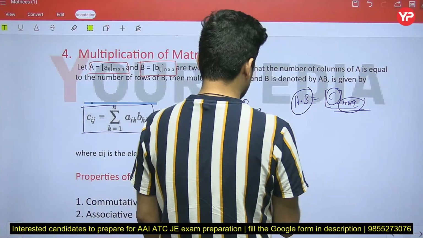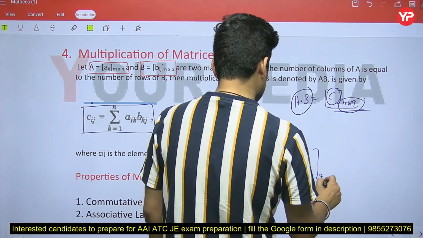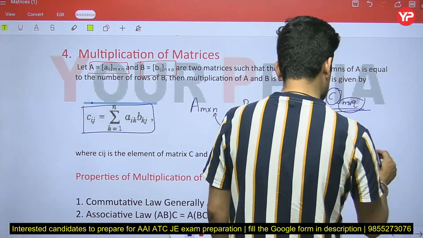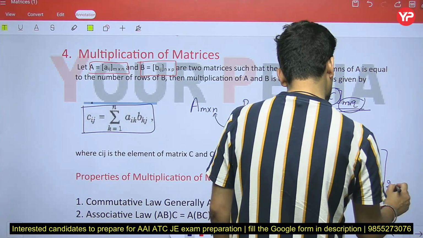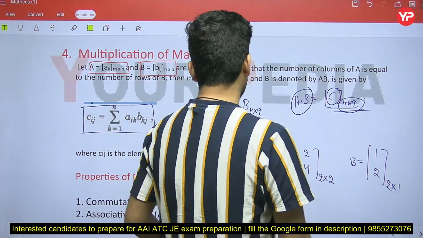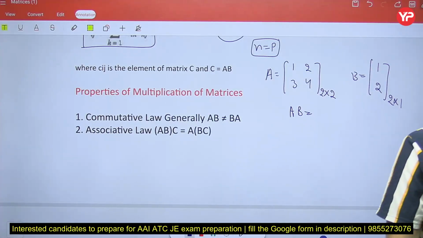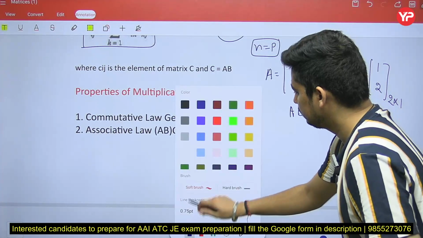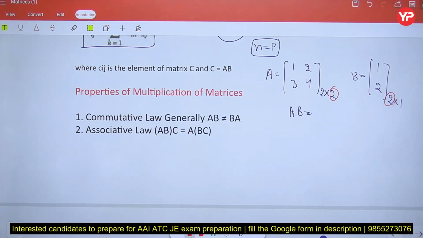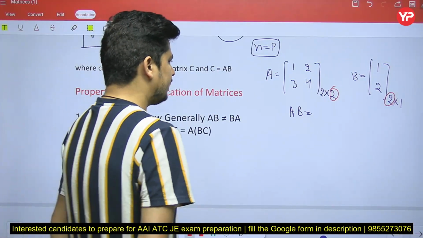See, basically if you are performing the multiplication of two matrices, 1, 2, 3, 4, that is 2 cross 2, and let's take another matrix B, that is 1 and 2, 2 cross 1. I want to perform A into B. So whenever you have these two matrices, first you have to check whether this value is equal to this one or not. When you check that this value is equal to that value, now you have to perform the matrix multiplication.